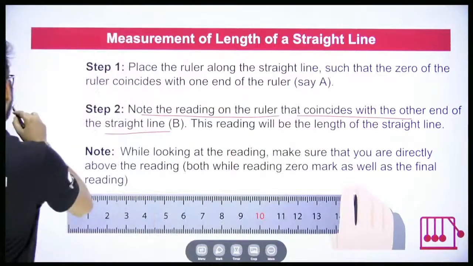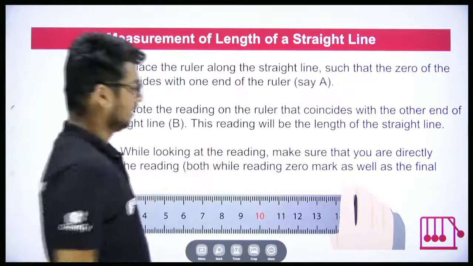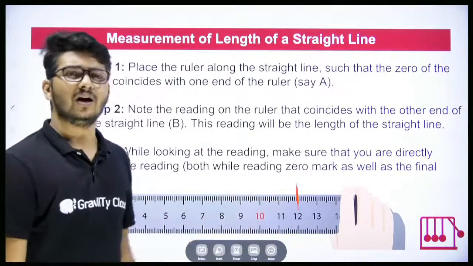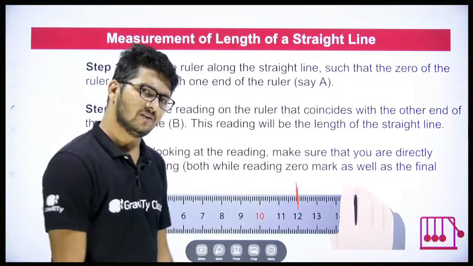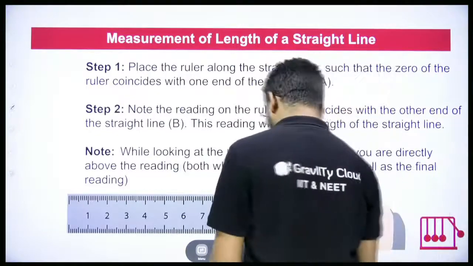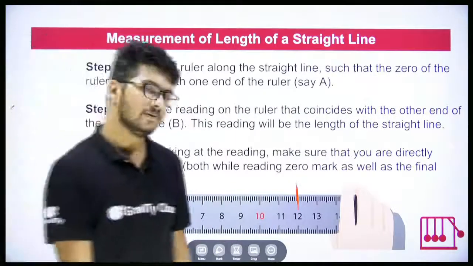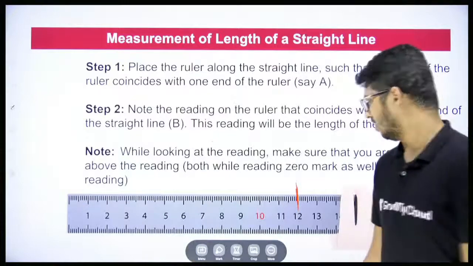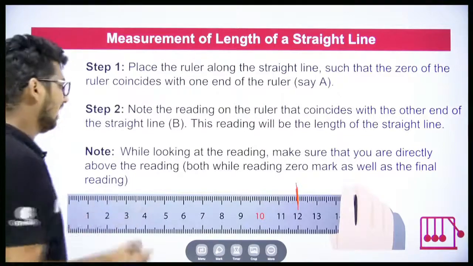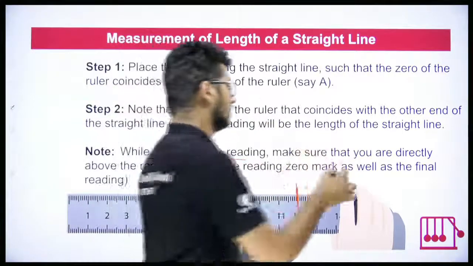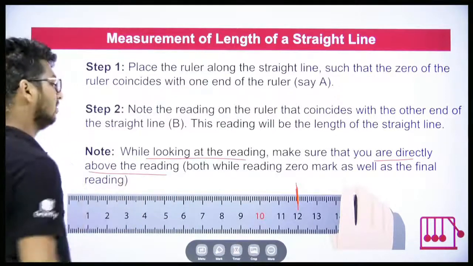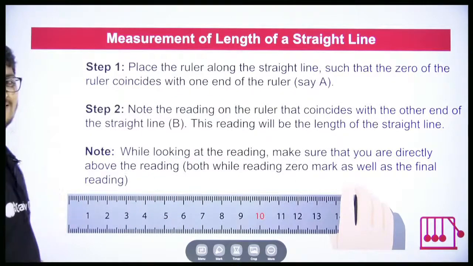Simple. Now, you'll take the reading at the other end. Let's say this is the coinciding mark. Now, from where should I take the reading? From the left side, from the right side, or directly above? That is the question. How will you take the reading? While looking at the reading, make sure that you are directly above the reading so that there will be no error. There will be no mistake.